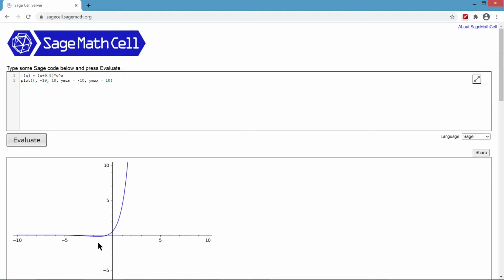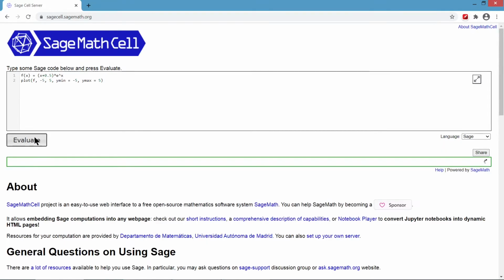This is the graph. We can change the range of x and y to zoom into the graph and see it more clearly. We see that there is a nuance in the graph at y equal to -2, so we will keep the range from -5 to 5 in both x and y, and now we will plot it.